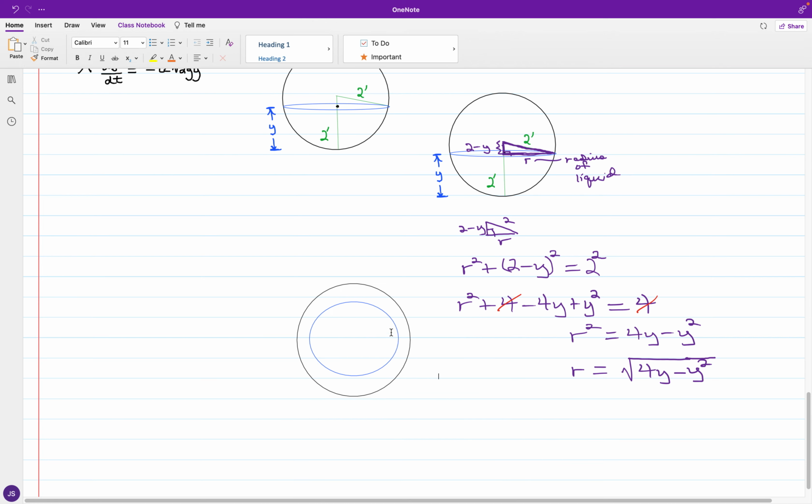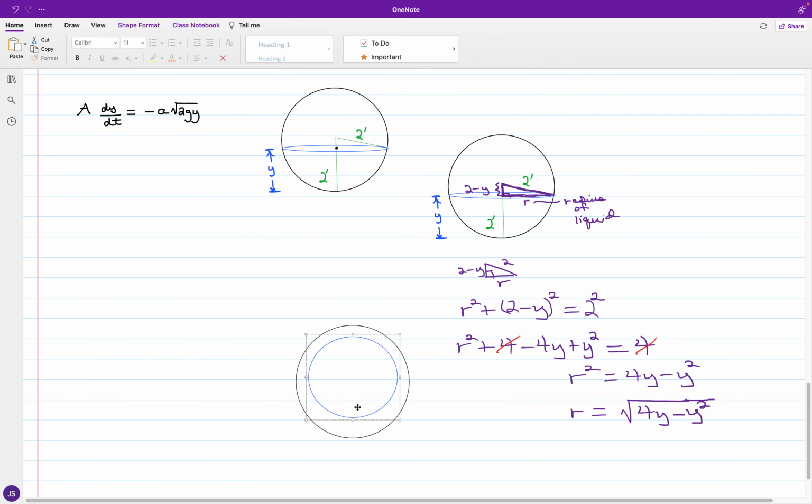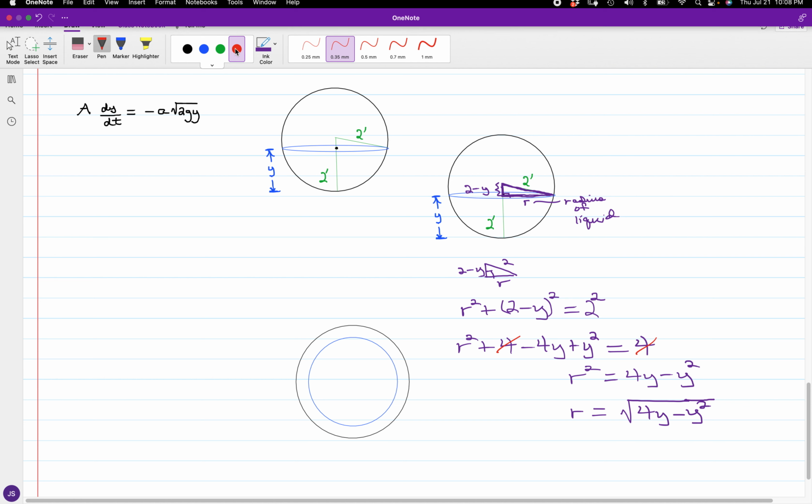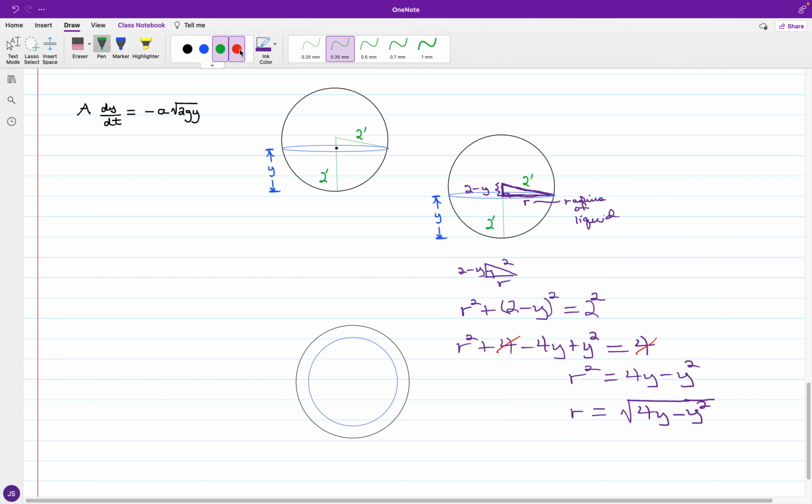So you can say that for the black circle, that is going to be for, once again, the spherical tank, whereas the blue circle is in reference to the inside liquid, in this case water. And so for the inside radius, the radius of the liquid, you have the square root of 4y minus y squared.